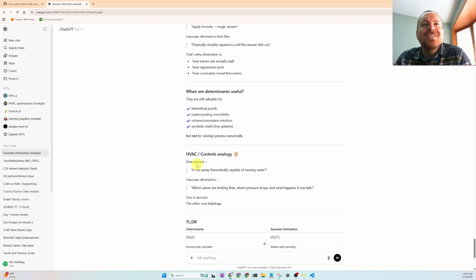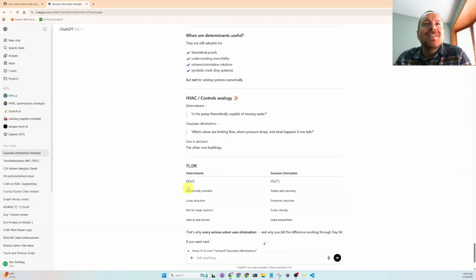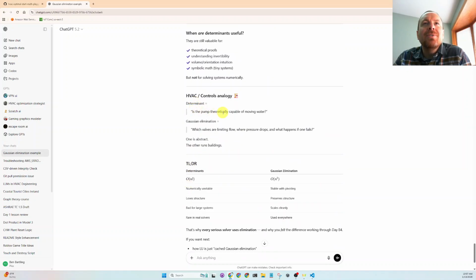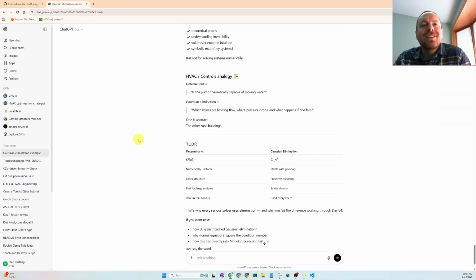HVAC controls analogy. Determinant. See, this is how ChatGPT knows me. Determinant: is the pump theoretically capable of moving water? The Gaussian elimination: which valves are limiting flow, where do pressure drops happen, and what happens if one fails? It's kind of funny.